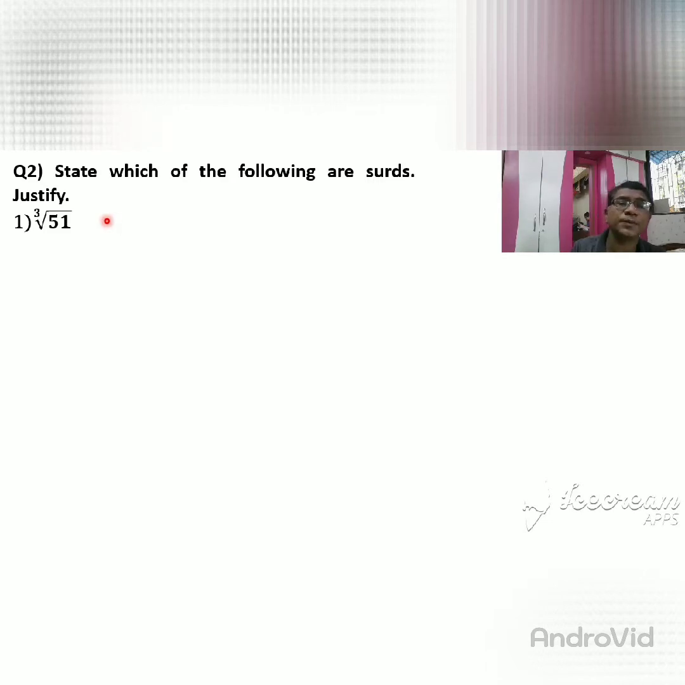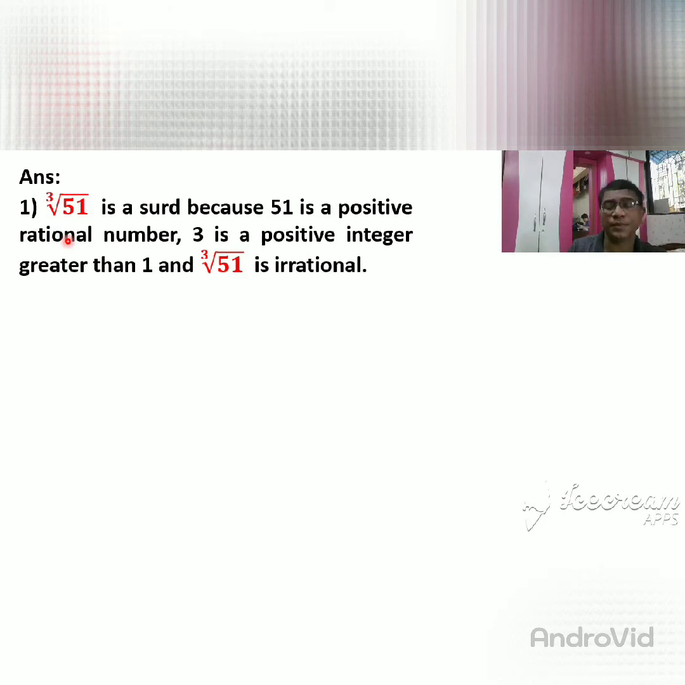How can we write it? 51 is a rational number and 3 is an integer greater than 1, but the cube root of 51 is an irrational number because we don't know the cube root of 51. So if it is irrational, then it is a surd. We write all the problems first, then solve them one by one. This is the first problem: the cube root of 51.